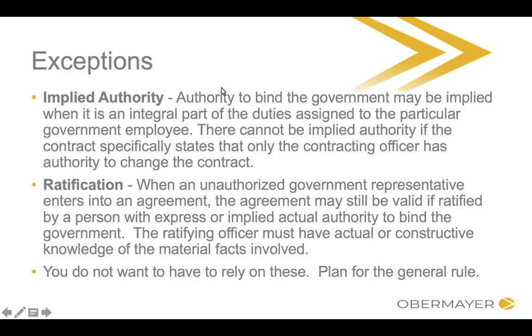Now, there are some exceptions to the authority rule. Yes, there can be something called implied authority. That's when maybe someone who doesn't have authority acts enough like they do in order to mislead the contractor and give them the impression they have the authority. However, if the contract specifically states that the contracting officer is the only person that has the authority to change the contract, your implied authority argument's not going to work. And then ratification is what we just talked about, when you can say, hey, look, the contracting officer knew about this and was okay with it. But you never want to be in a position to have to either argue these, let alone prove them.